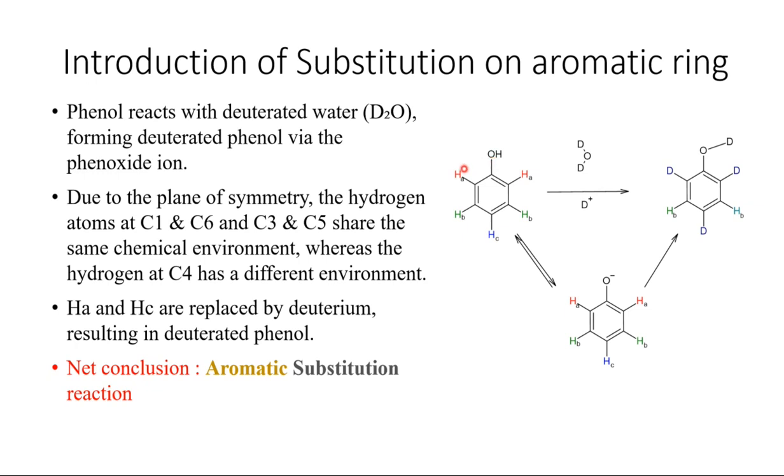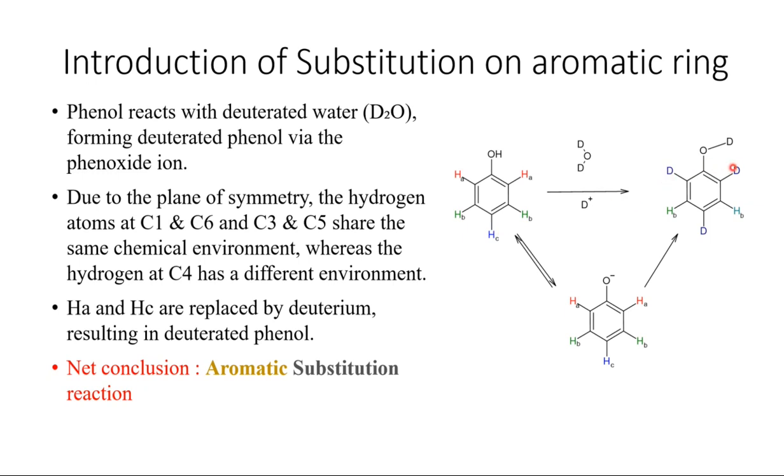Phenol reacts with deuterated water, D2O, forming deuterated phenol via the phenoxide ion. Due to the plane of symmetry, the hydrogen atoms at C1 and C6, highlighted in red, and C3 and C5, highlighted in green, share the same chemical environment, whereas the hydrogen at C4, in blue, has a different environment.